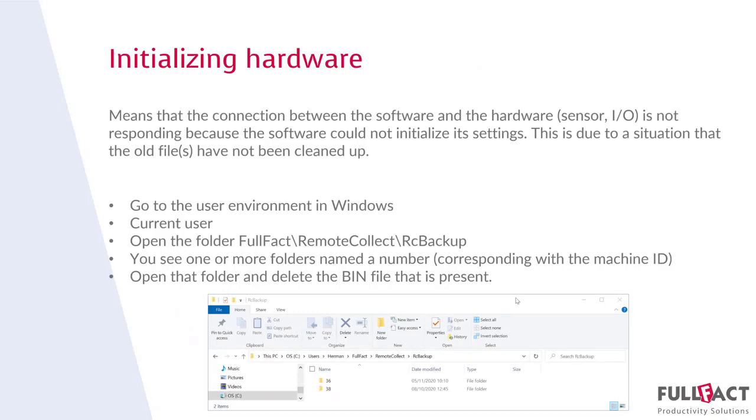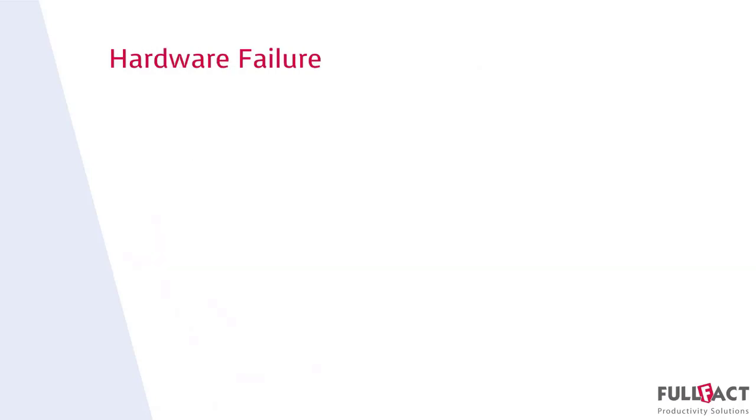So in this case, you have the RC backup. I have two machines running on this Remote Collect, machine ID 36 and 38. And when you open one, you have the possibility to delete that file, the bin file.